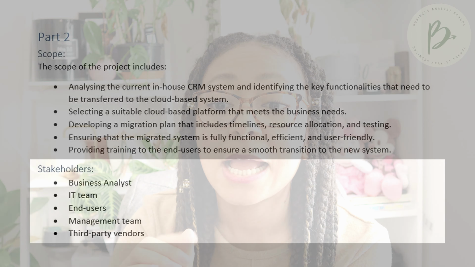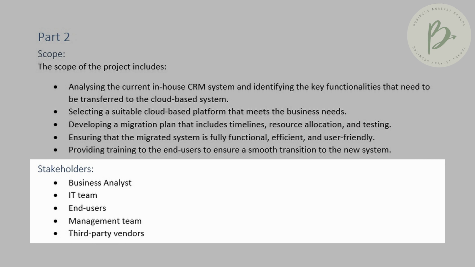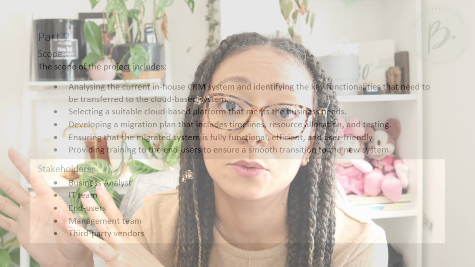Now, another stakeholder that has been identified on this project is the management team, the managers, right? And then finally, the 5th stakeholder is your third-party vendors. These are the ones that are delivering the system on cloud. Okay, so that's the end of part 2.